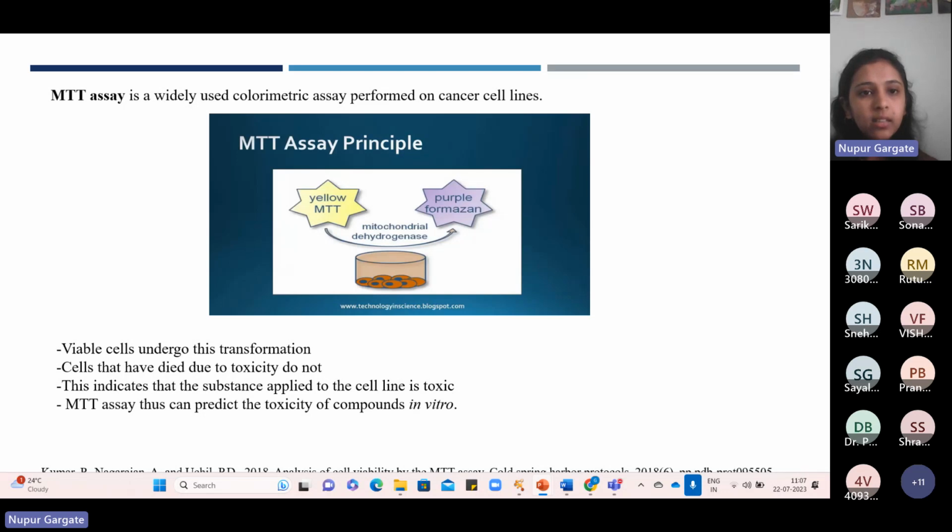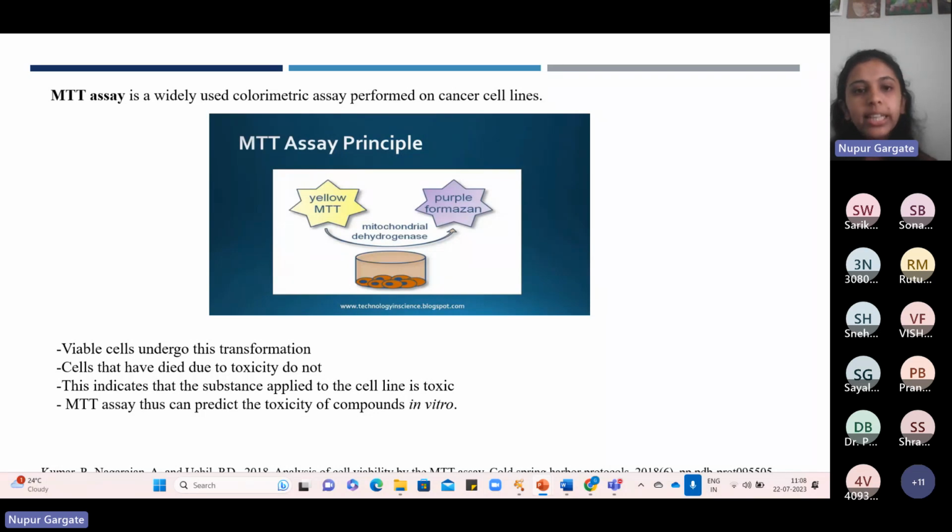MTT assay is a colorimetric assay which is performed on cancer cell lines. The main principle is that it involves the conversion of yellow MTT to purple formazan due to the mitochondrial dehydrogenase enzyme. Now, only viable cells, that is living cells, can undergo this transformation. The cells which have died due to toxicity of the sample applied do not show this transformation, and thus it indicates that the substance which is applied to the cell line is toxic. So MTT assay can predict the toxicity of compounds.